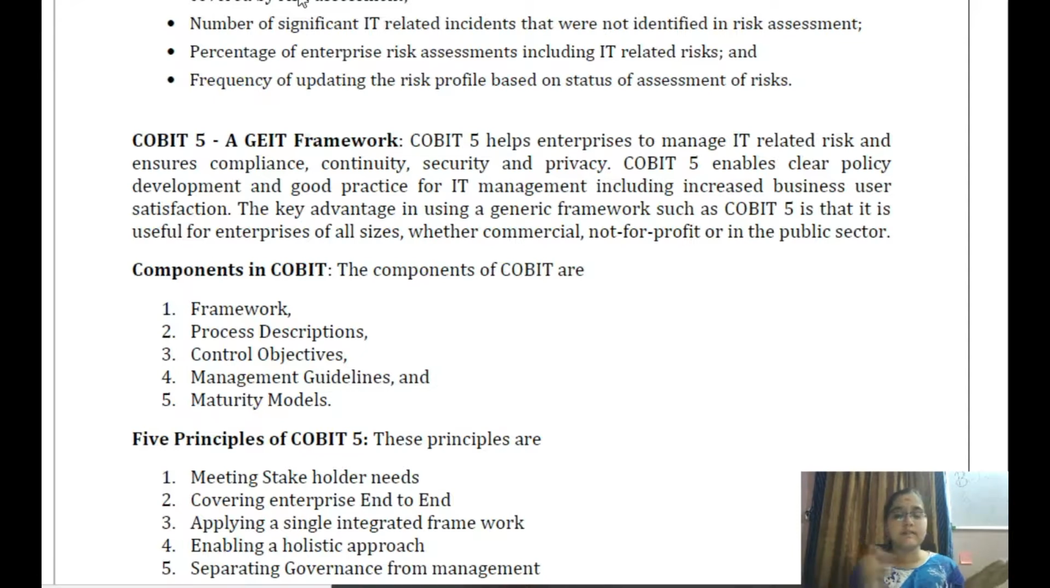So COBIT 5 integrating with other frameworks will help in smooth functioning of the enterprise, and COBIT 5 will do that because it has been designed to adjust to various types of frameworks and various types of organizations, irrespective of whether it's profit or not for profit. Then what are the components of COBIT 5? COBIT 5 has 5 components. First is framework, process description, control objective, management guidelines, and maturity models.